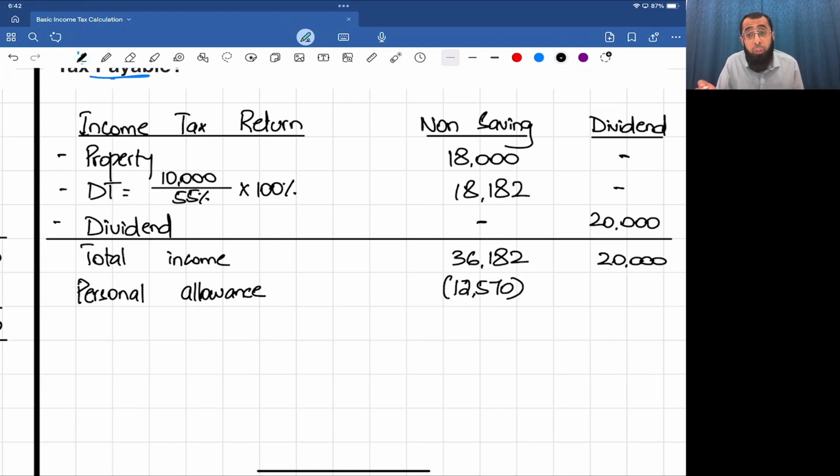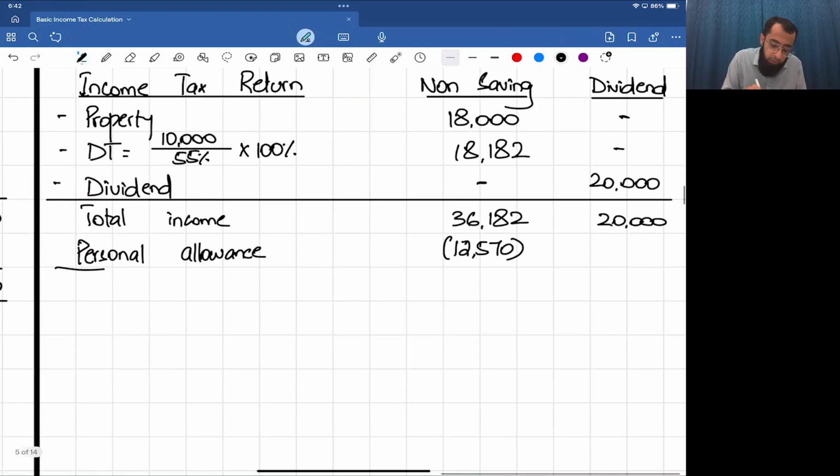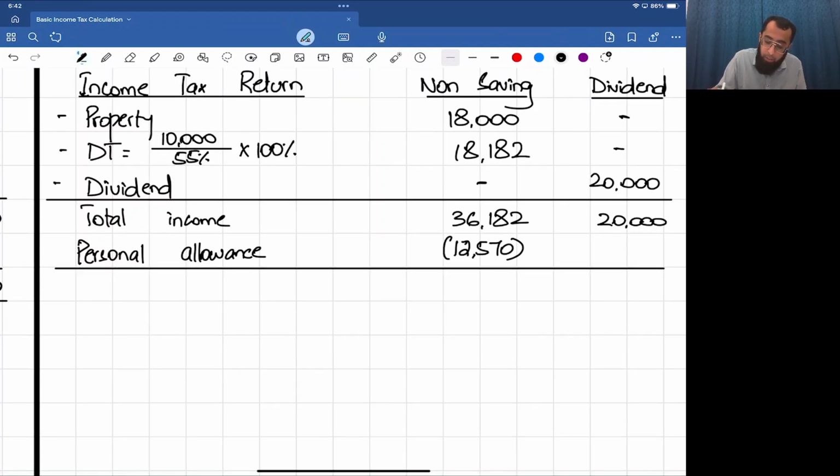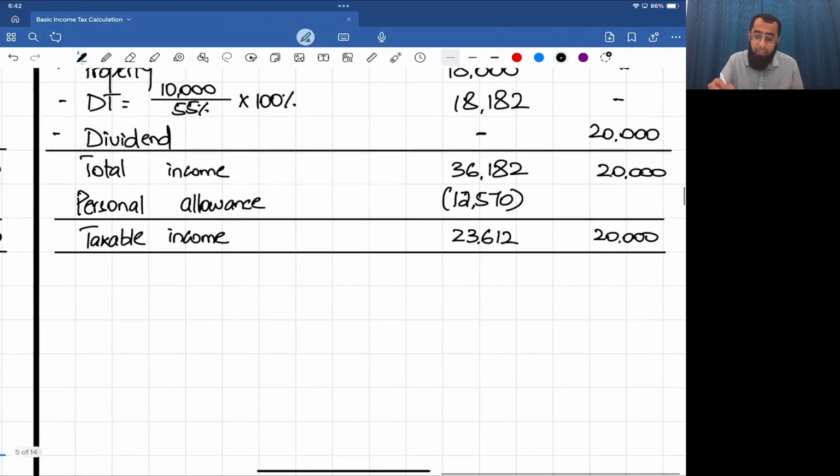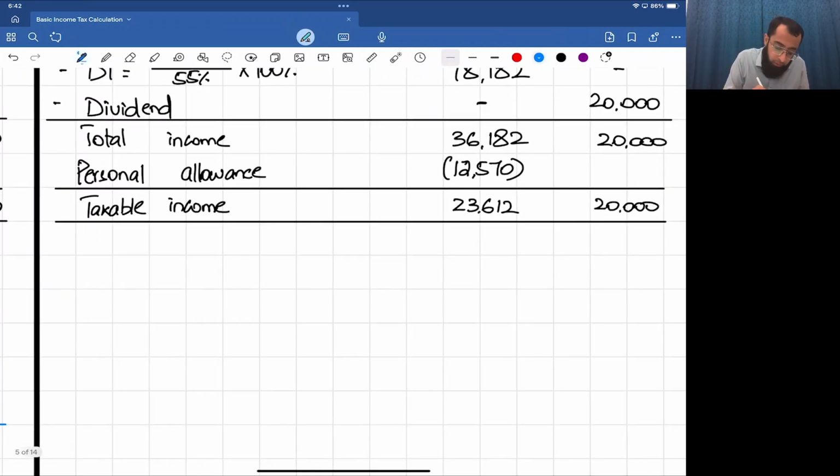You adjust your personal allowance to arrive at the value of taxable income. Here you go. This is your taxable income. Okay, 36,182 minus 12,570 is 23,612, and here it's 20,000. Done. Let's charge tax on it.